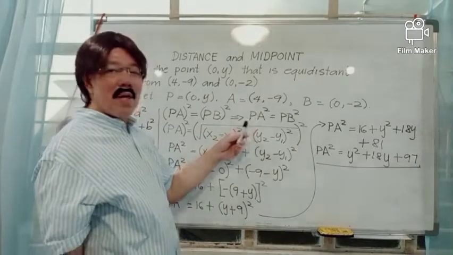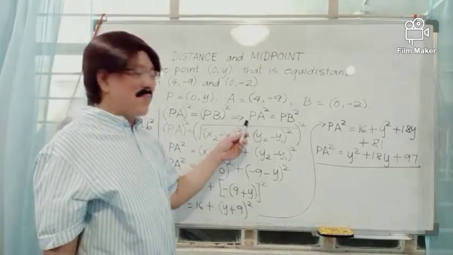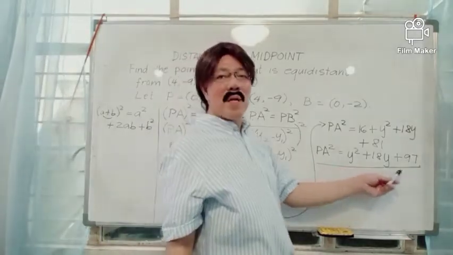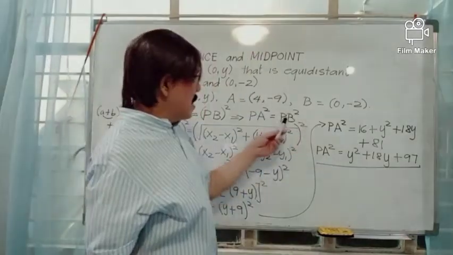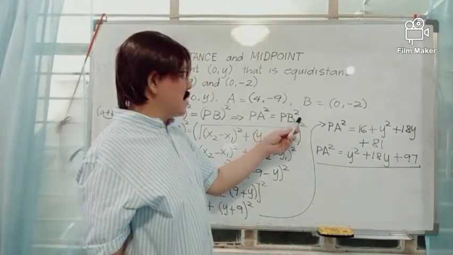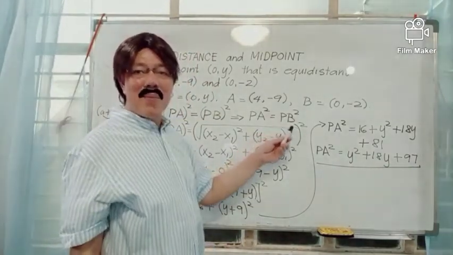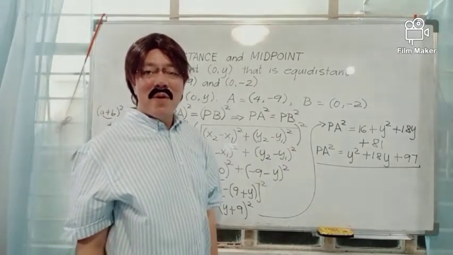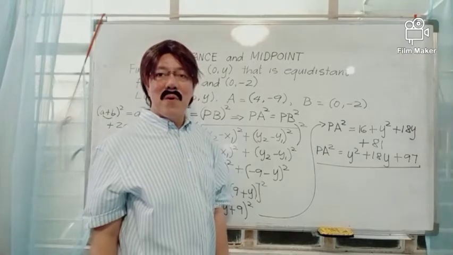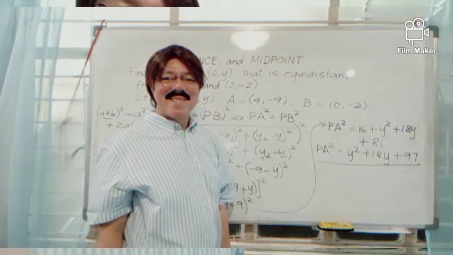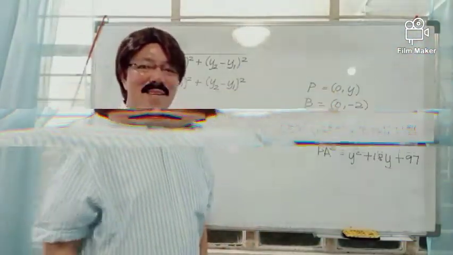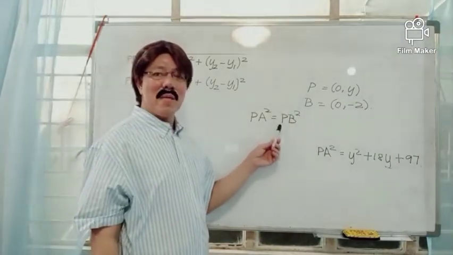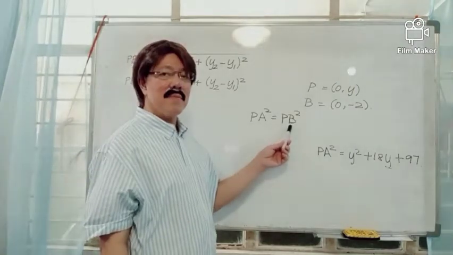Now we have the square of the distance between the points P and A. It's given by y squared plus 18y plus 97. We will now get the square of the distance between the points P and B, and then we will equate the two. And from the resulting equation, we will solve for y. We now get the square of the distance between the points P and B.